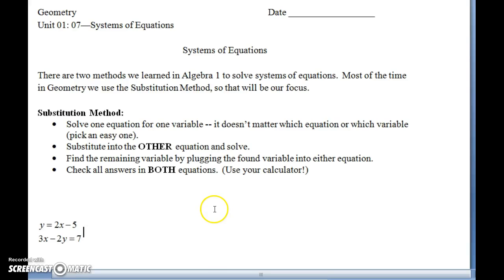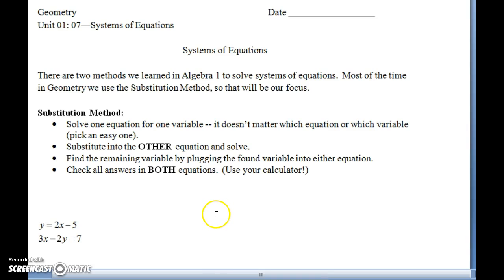This is Geometry, Unit 1, Lesson 7 on Systems of Equations. A system of equations, remember, is a set of two and sometimes more equations that have more than one variable that you want to solve for. And you want the values of the variables to work in both equations at the same time.